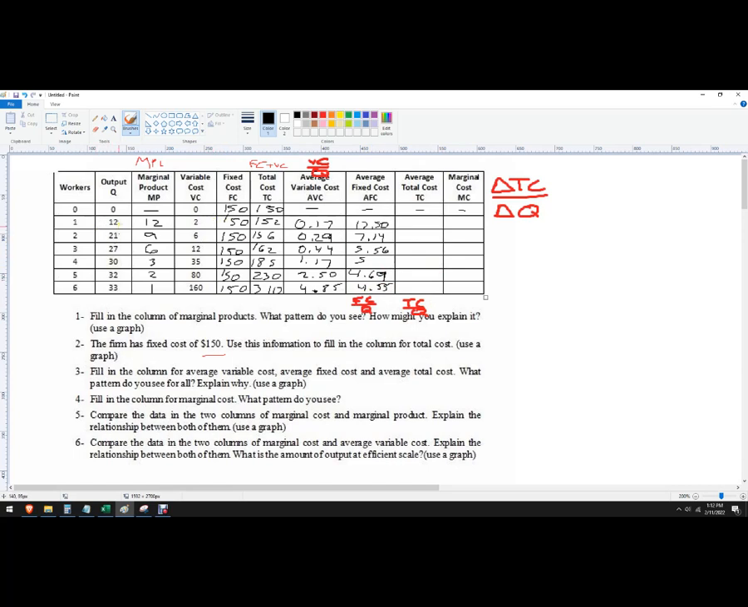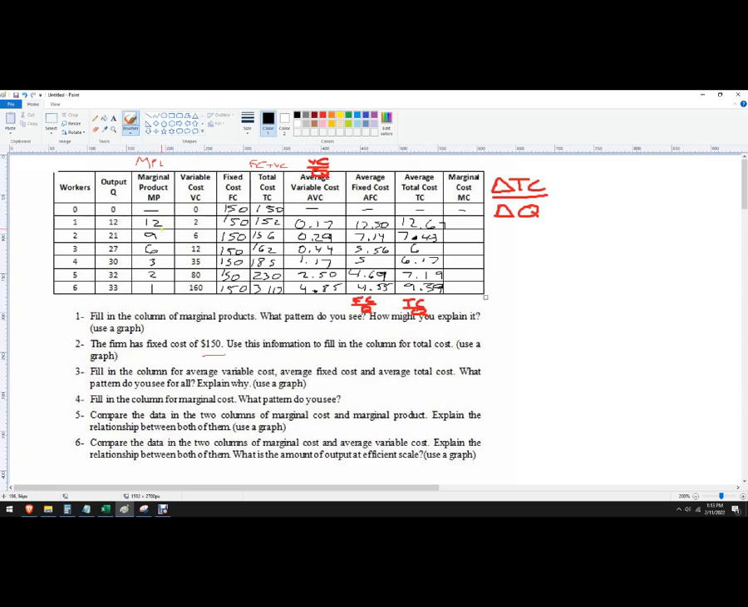Now you can take the total cost and divide it by the quantity, the output. You could do that. Or a faster way, you can also add average variable cost plus average fixed cost. So that's a little bit faster. So I'll go 12.67, 7.43, 6, 17, 7.19, and $9.39.